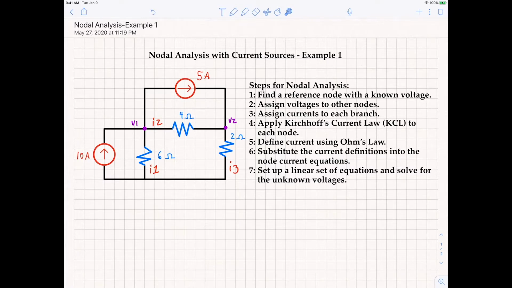So here we go. Step 1. Find a reference node with a known voltage. Here we have a node down here at the bottom. We'll go ahead and connect that to ground and call that 0 volts. This will be our reference node. Step 2. Assign voltages to other nodes. There are 2 other nodes we've already labeled V1 and V2.